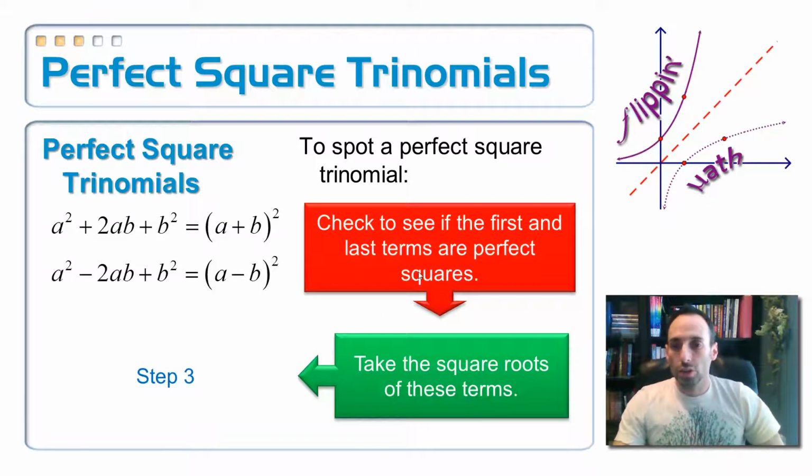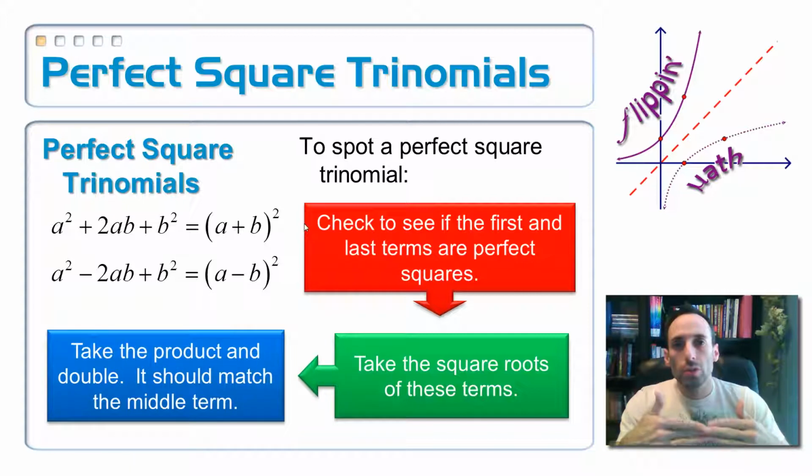So in this case, you're going to take the square root of a squared, you're going to get a. You're going to take the square root of b squared, you're going to get b. Okay? And then, step 3, you're going to multiply those 2 together and double it and see if that matches your middle term. Right? We're going to see if that matches the middle term.